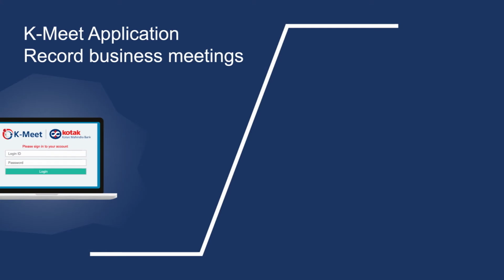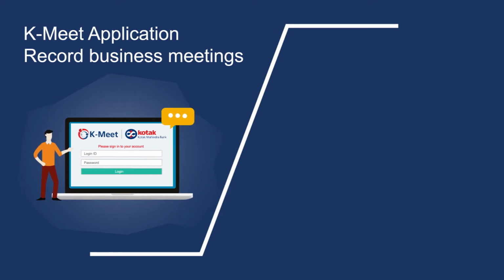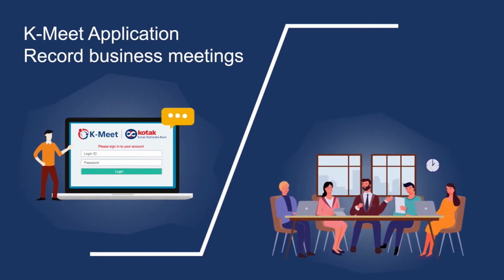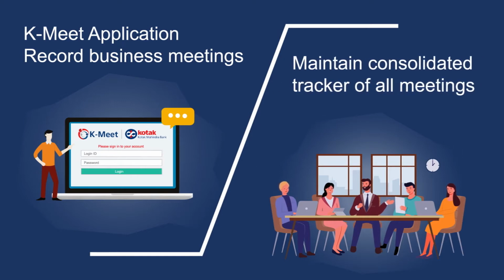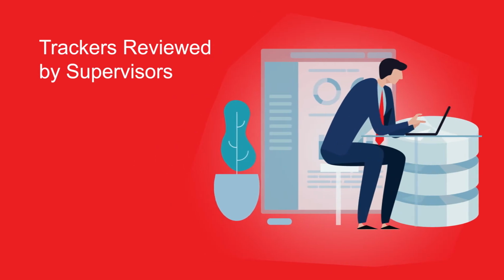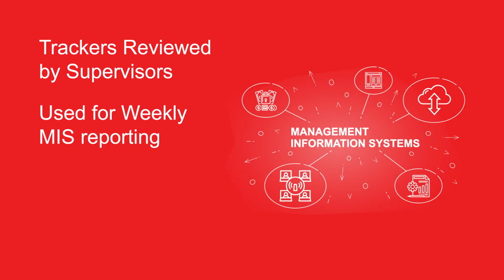KMeet is an application that is used to record and track business meetings. The primary purpose of KMeet is to maintain a consolidated tracker of all meetings held between relationship managers or RMs and product sales managers or PSMs with clients. These trackers can be reviewed by the supervisors and used for weekly MIS reporting.